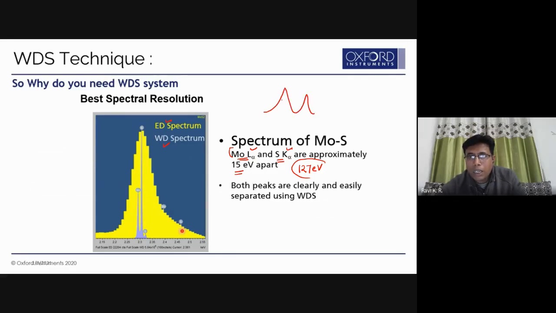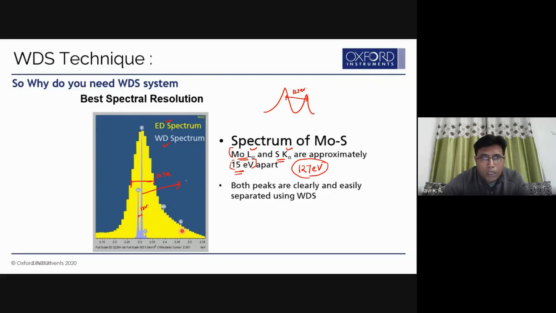this distance, the resolution, should be around 127 eV. If that is the case, you can distinguish these two peaks. But what is happening here is that the difference between molybdenum L alpha and sulfur K alpha is only 15 eV. 15 eV means this is the full width at half maximum that we are talking about. Here it is around 127 eV. So the difference is actually only 15 eV. That is the difference that you can see here.